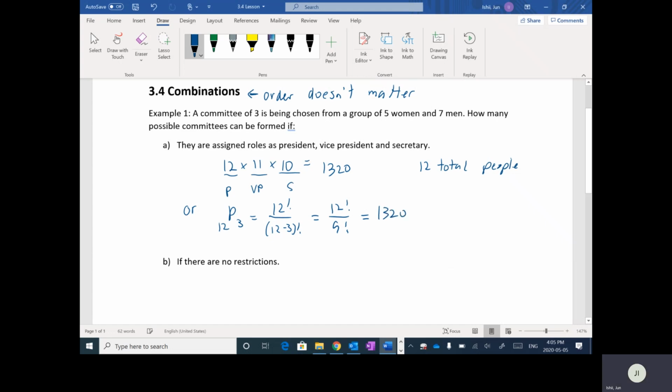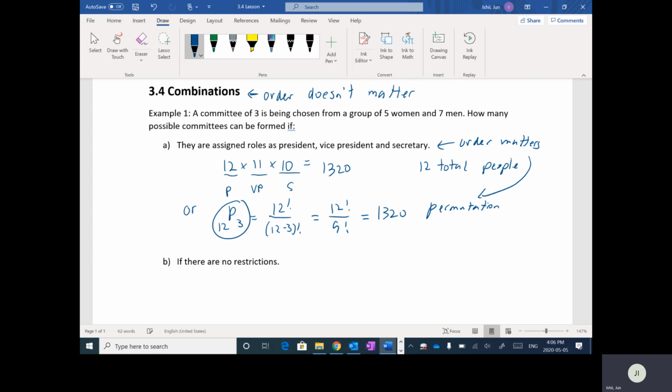Now for this question, since we're assigning roles, the order that you choose the people matters. So order matters, and that's why this is a permutation. I'll draw a line here. So this is a permutation.